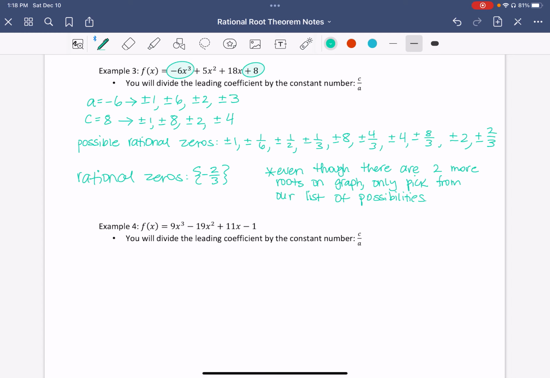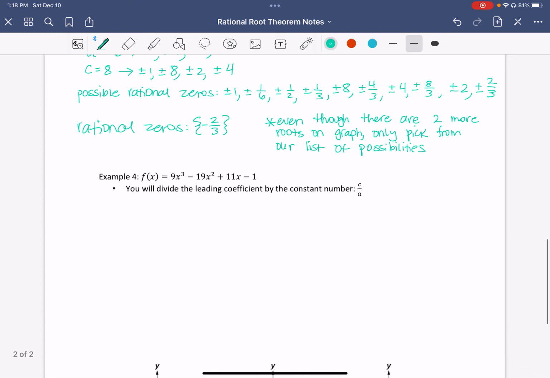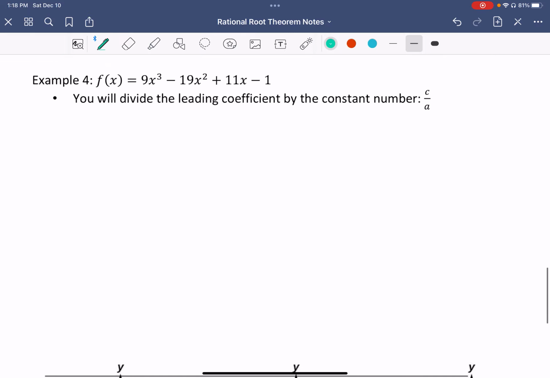Okay, let's do the last example. So again, circle A and C. A is the one that has the highest exponent, which would be 9x cubed. The constant number has no variable, which is -1. So A is equal to 9.